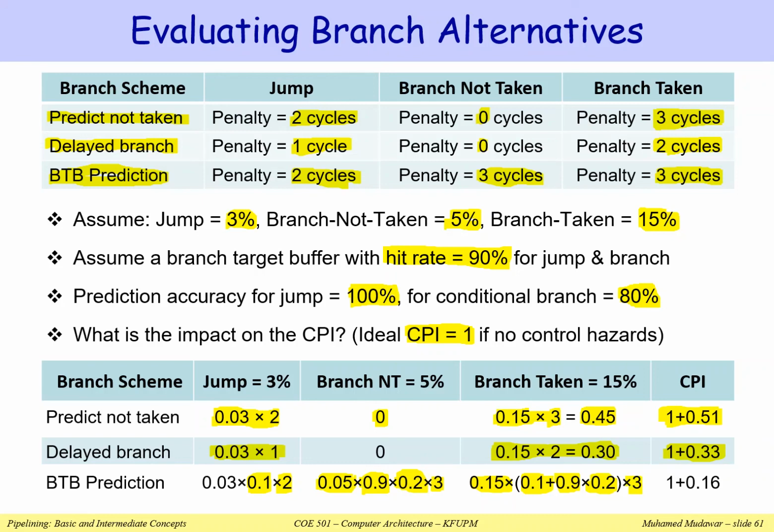Now, if you look at all of these numbers and you add them up, you actually get 0.16. So they add up to 0.16. So therefore, now the new CPI will be 1.16. So we can see that the branch prediction scheme gives us the lowest CPI and the best performance.